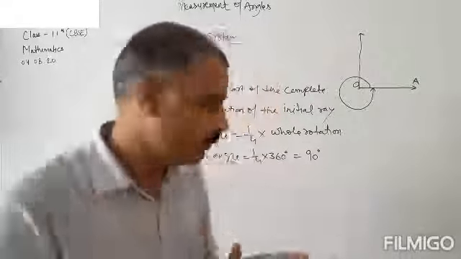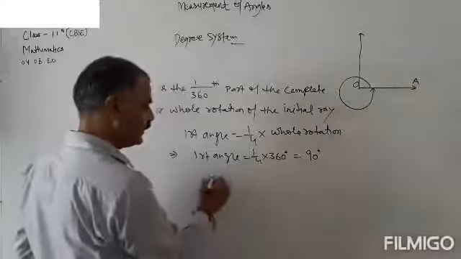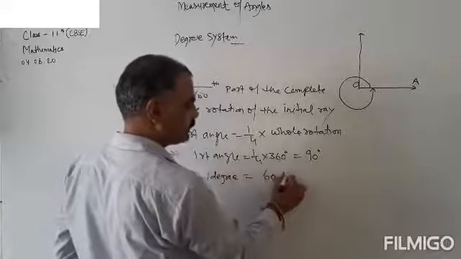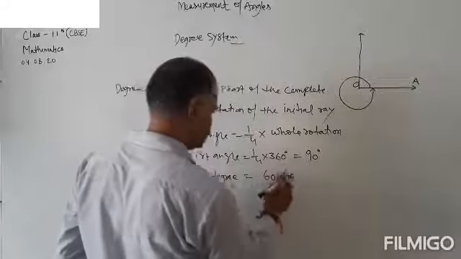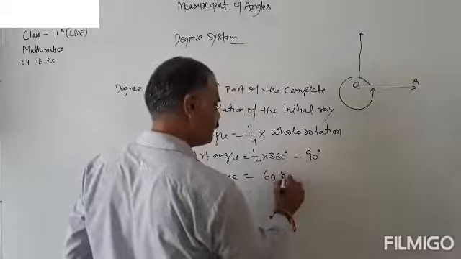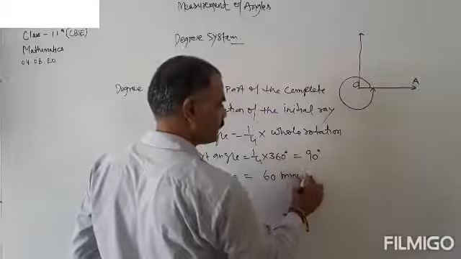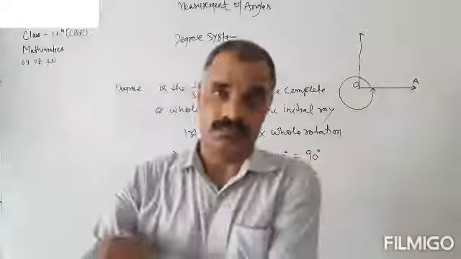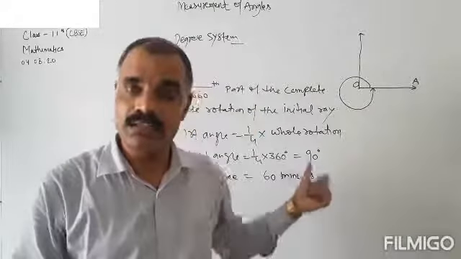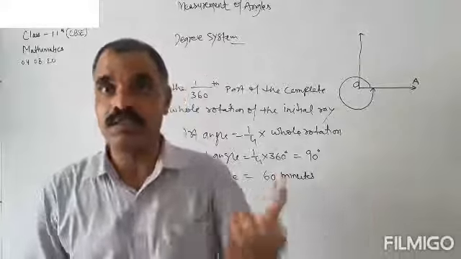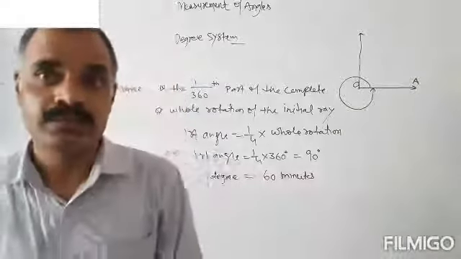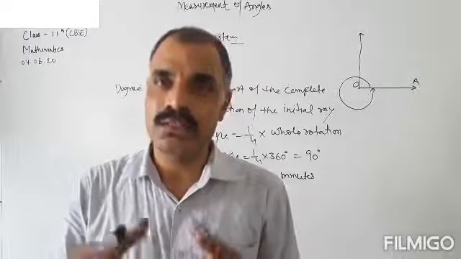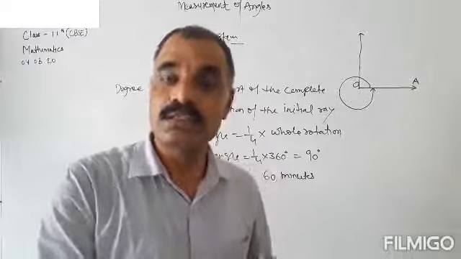Okay, so 1 degree is divided into 60 equal parts, and each part is said to be a minute. So 1 degree is equal to 60 minutes. Don't get confused: in the degree system, 1 degree is equal to 60 minutes.